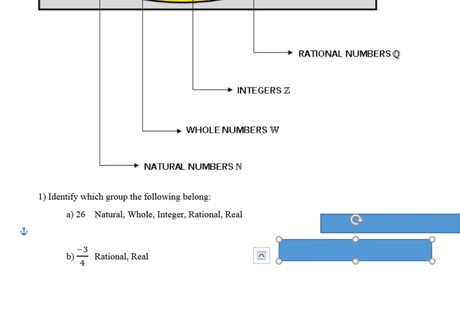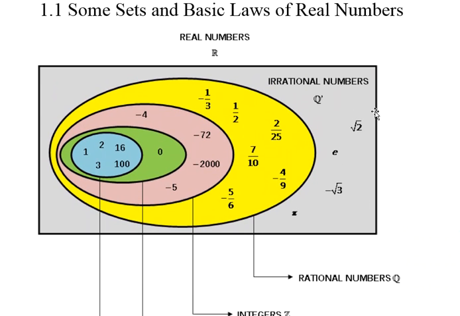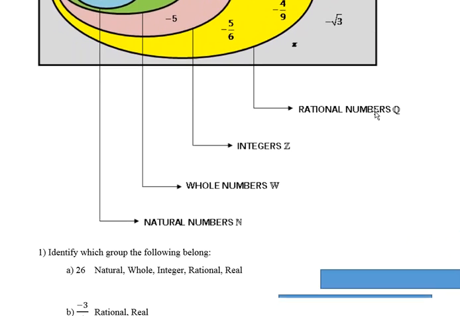Now the letters at the end of the words up above, the N, the W, the Z, those are symbols. So if you wanted to not write out rational, you could put a Q. If you wanted to not write out real, then we could scroll up and you can see that it's an R.